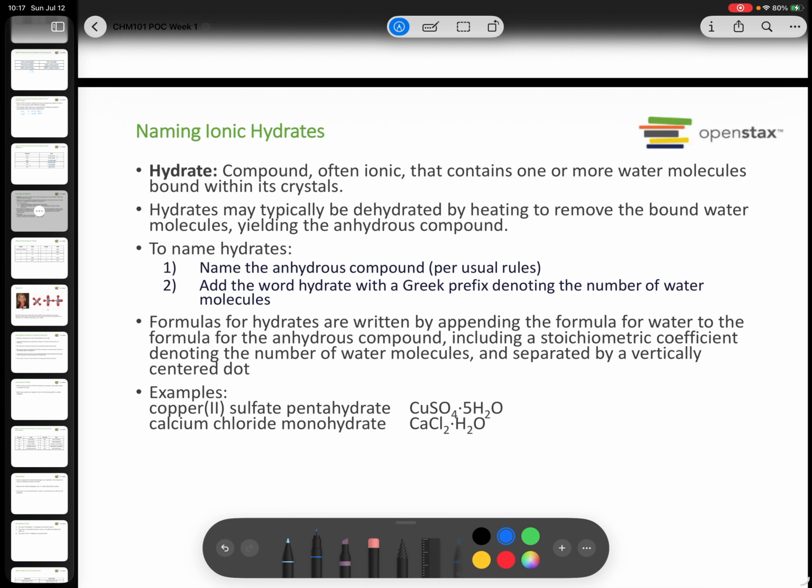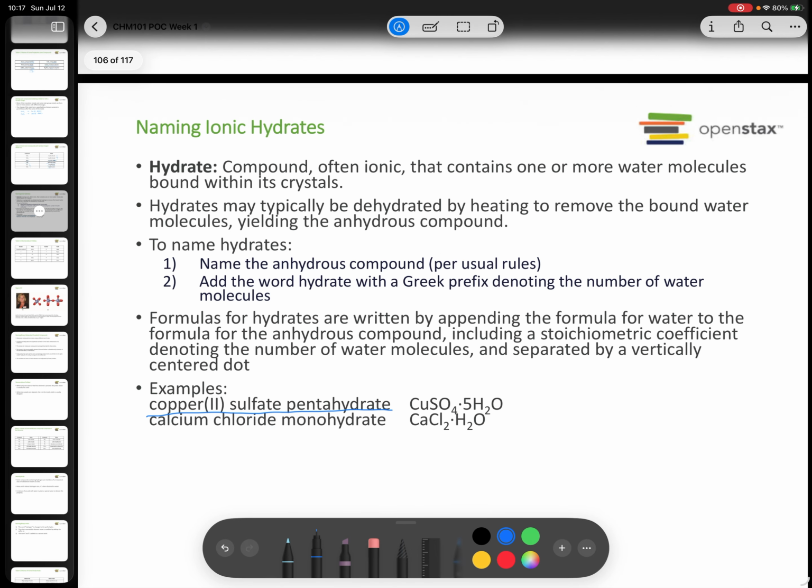So, for example, we have here copper 2 sulfate pentahydrate, no? So, mapapansin nyo, ito siya. So, we have here, ito yung metal natin. So, we have copper here. We have yung anionic natin na partner, sulfate. And we have here yung hydrate, no? Pero you have to check yung number niya, no? O yung coefficient sa kanya.